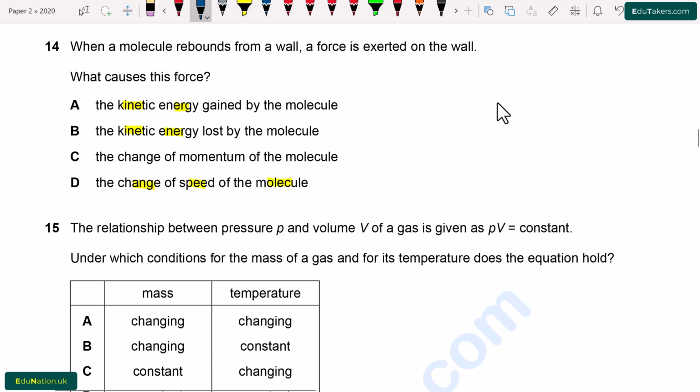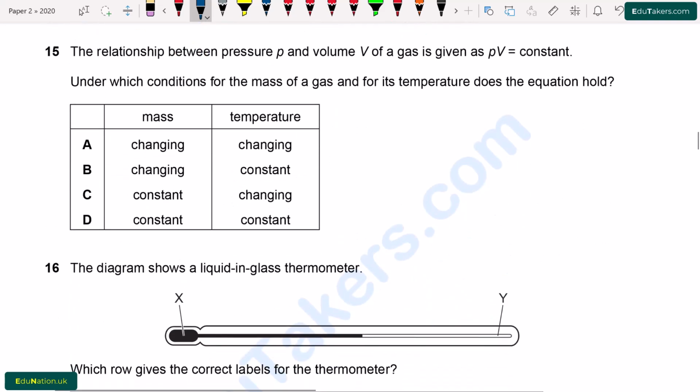So first of all, if I consider that here is a box and there are molecules. These molecules collide with each other and also with the wall of container. So when these collide with this wall, then they bounce back in the opposite direction. So there will be change of momentum, due to which they exert a force on the wall. So there will be change of momentum of the molecule. Option C is correct.